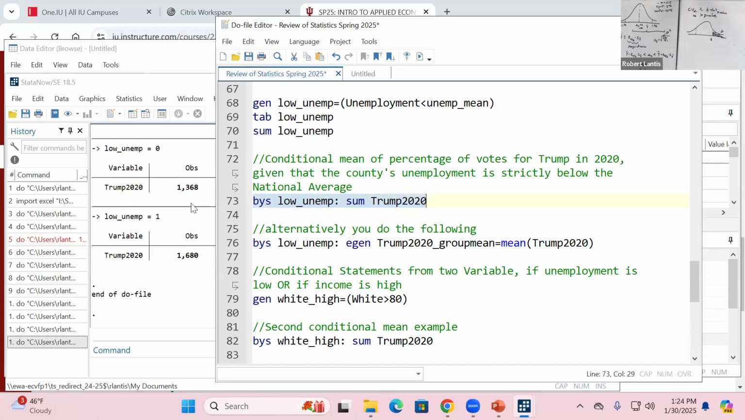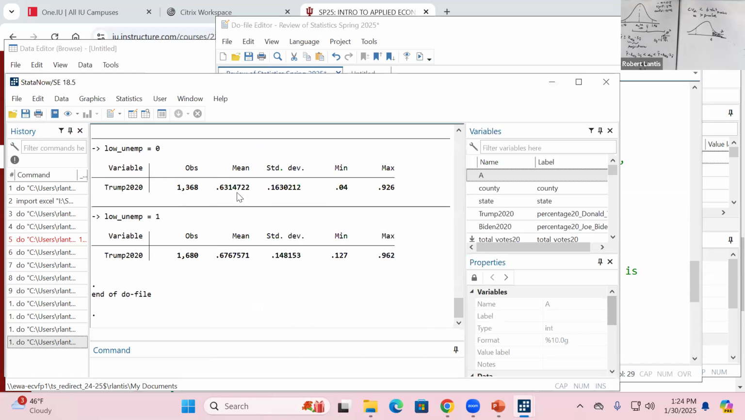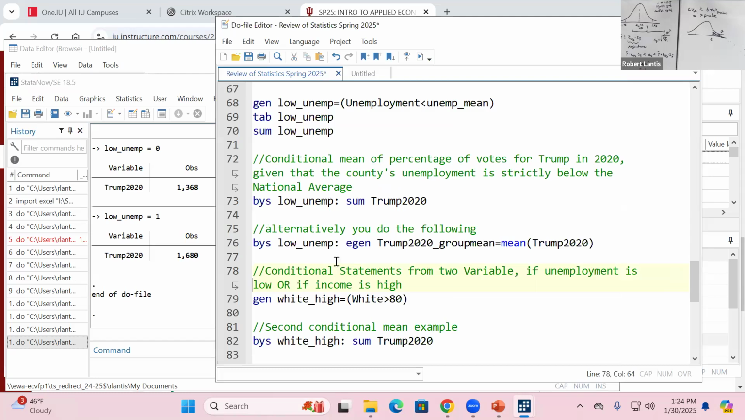So we'll notice here, our first glimpse is, okay, for counties that had low unemployment, actually, this kind of went against what I would have thought. The proportion of people that voted for Trump actually was a little bit what? Higher, right? So counties where things were actually good tended to vote a little bit more for Trump in 2020. I wouldn't have expected that, but that's what the data is, right?